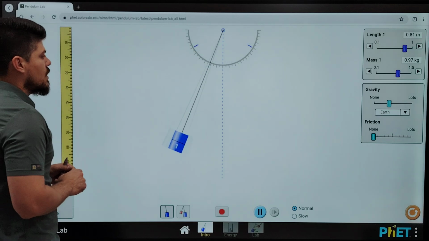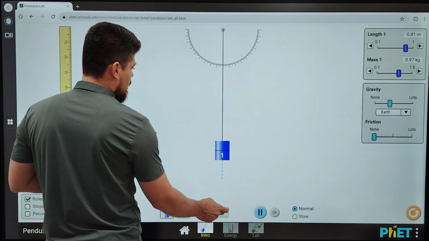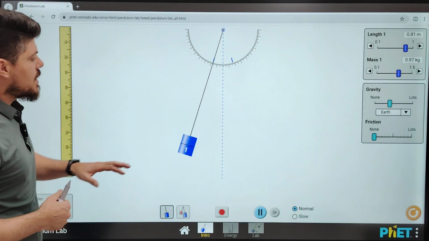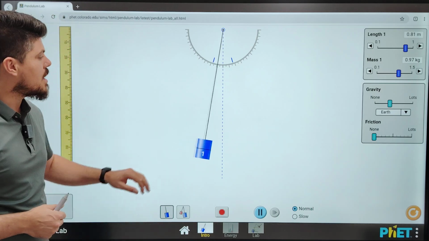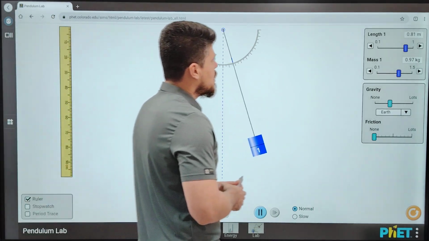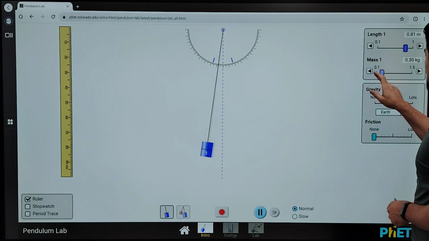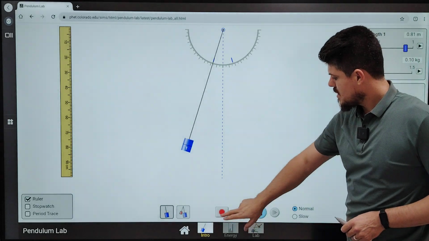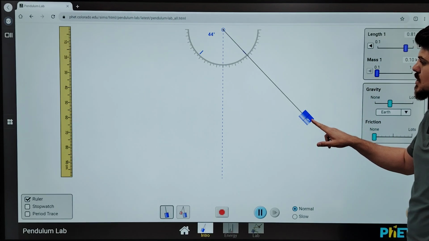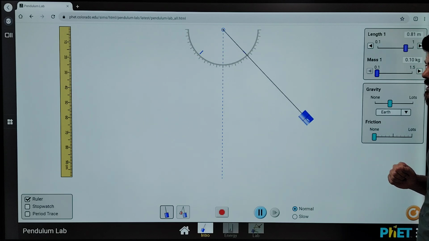Okay? So when the angle decreases, for a small angle, the restoring force decreases. Why? Because angular displacement decreases. Okay? But when we decrease mass, less mass has less restoring force. Less mass, less restoring force. Why? Because the restoring force also changes by changing mass.